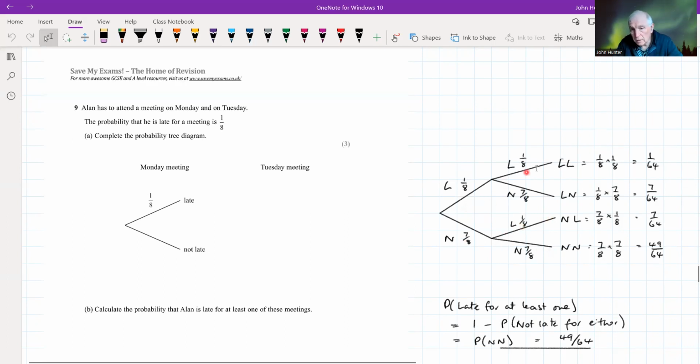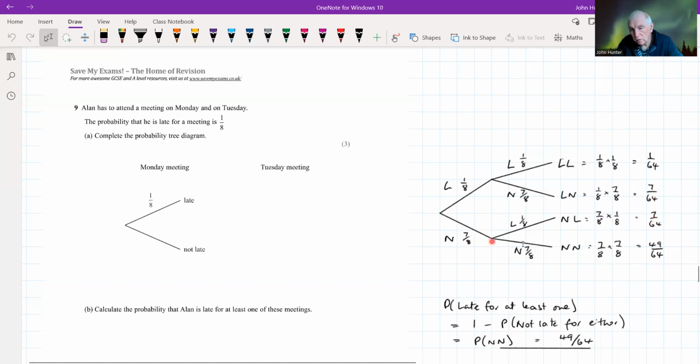Now, if we multiply these out, I've just used a bit of notation here: LL is the event that he is late on both days. These are independent events, so we multiply across. We get 1/8 times 1/8, a 64th. Then late on a Monday and not late on a Tuesday, LN, is 1/8 times 7/8. There we go, that's 7/64ths. Similar thing for this third row, 7/64ths.